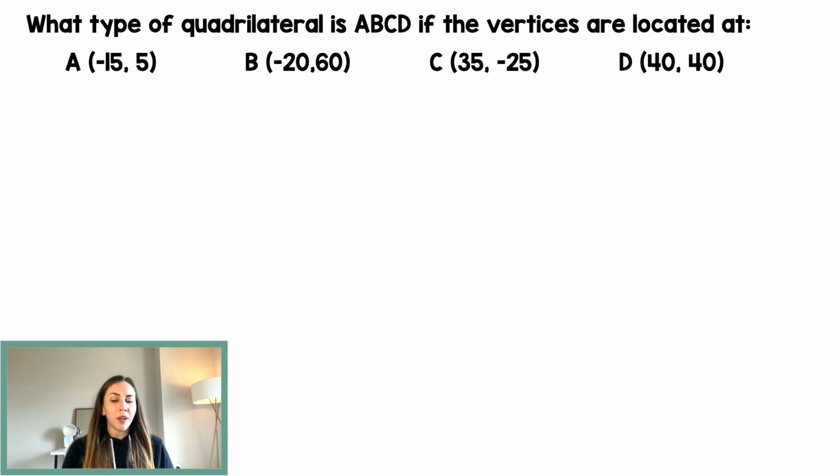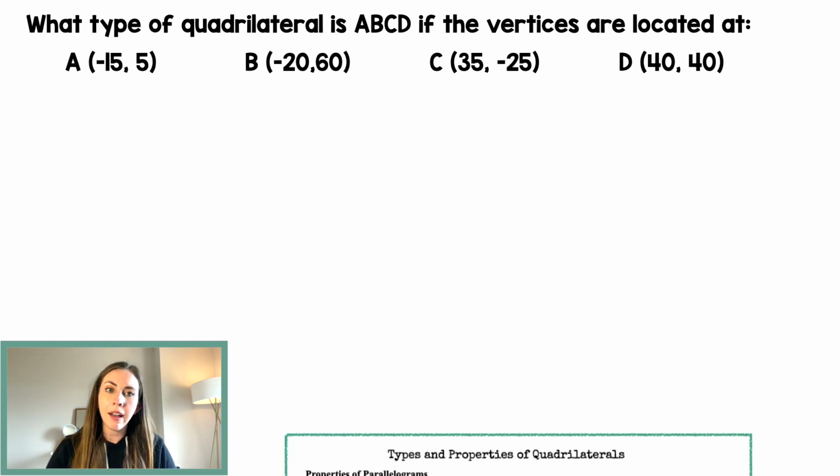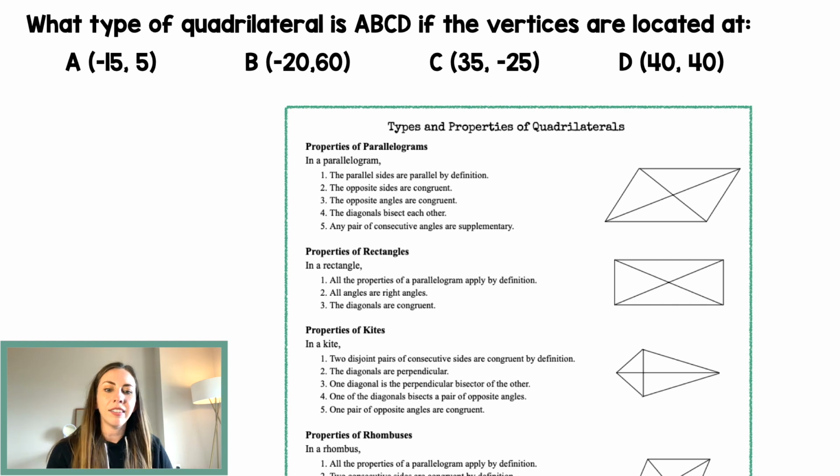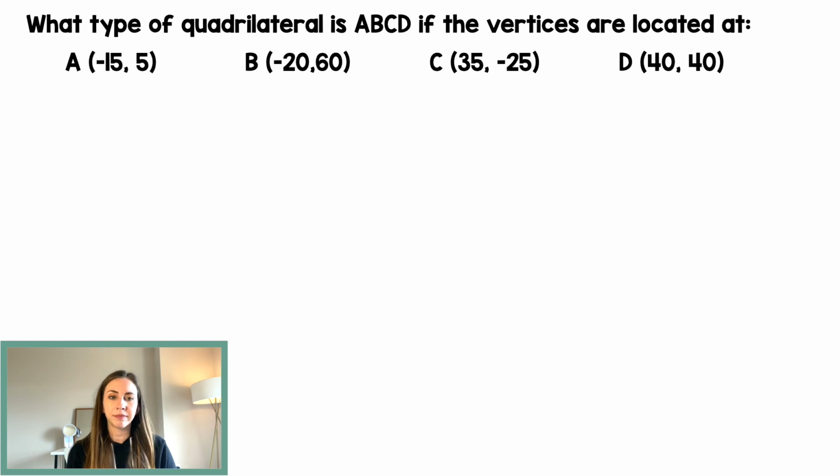The question asks us what type of quadrilateral ABCD is, and it's given our 4 vertices here. So you're going to click on the notes in your capture sheet, and you will also have a list of the types of quadrilaterals and the properties that each one has. Please review that for a few moments, pause the video while you do that, and then come back so we can classify a quadrilateral.